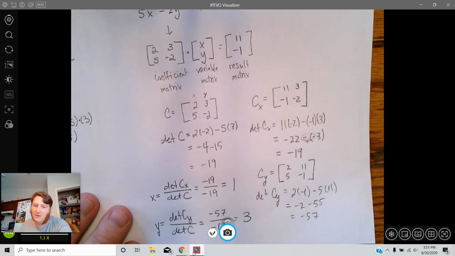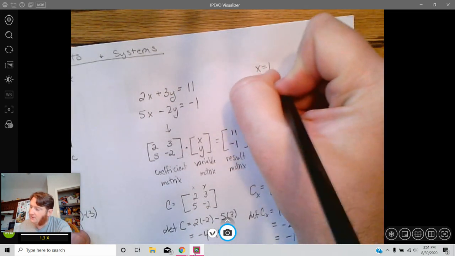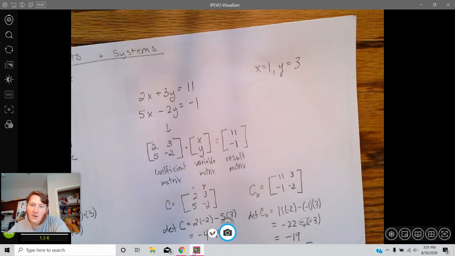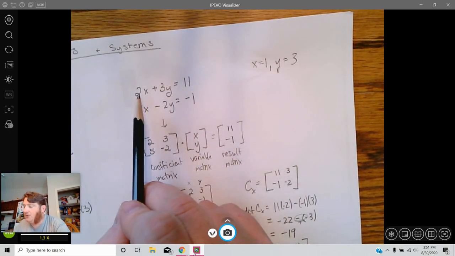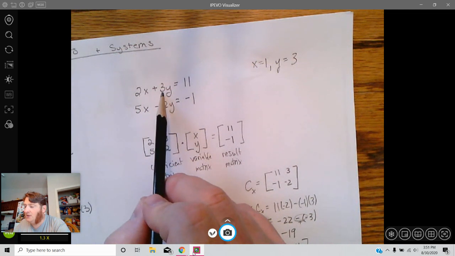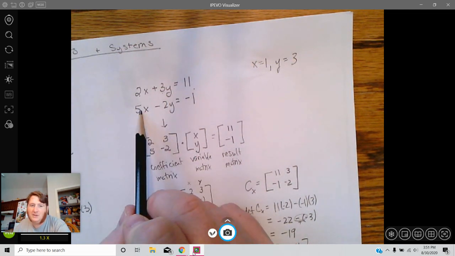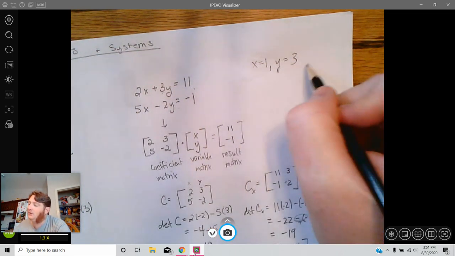And so if we go back to the original problem and ask ourselves, does X being 1 and Y being 3 work and make both of these equations true? If you check both, 2 times 1 is 2, 3 times 3 is 9, 2 plus 9 is 11. 5 times 1 is 5, 2 times 3 is 6, 5 minus 6 is -1.